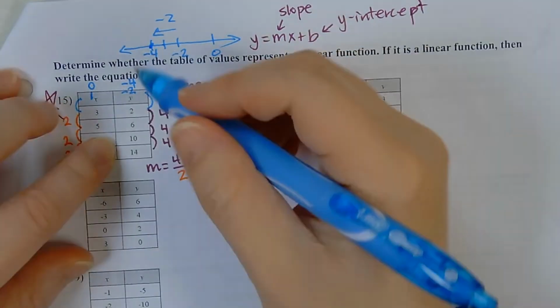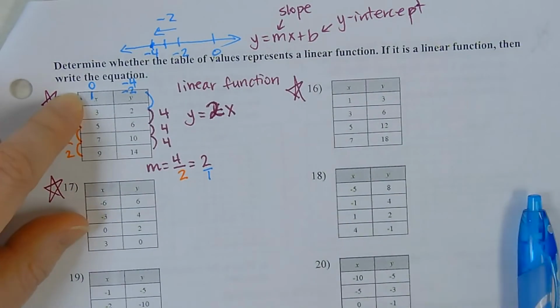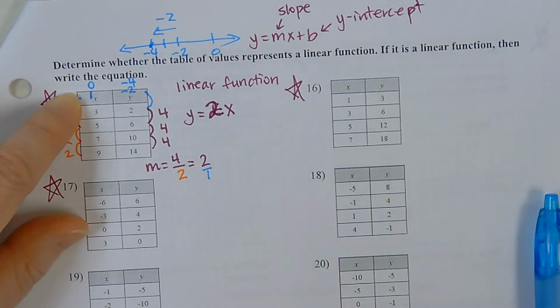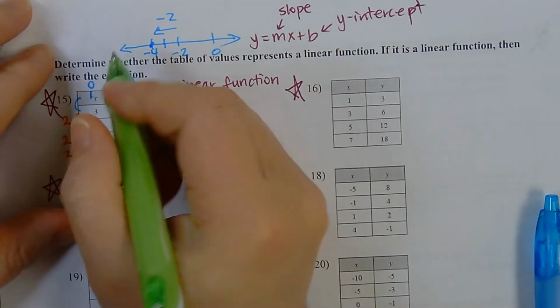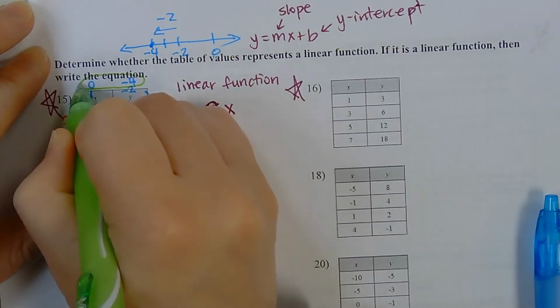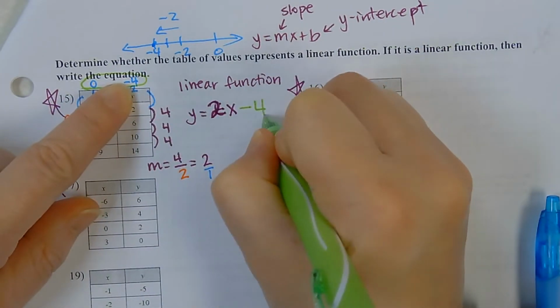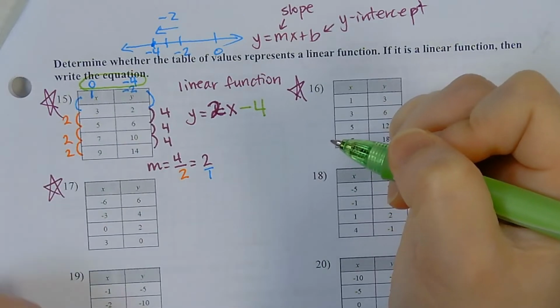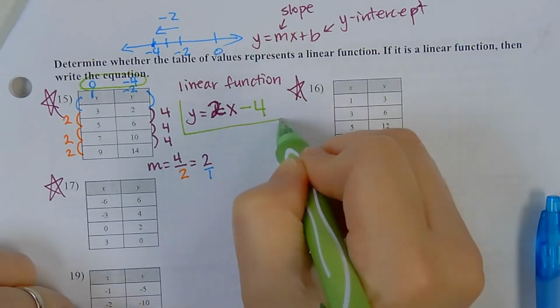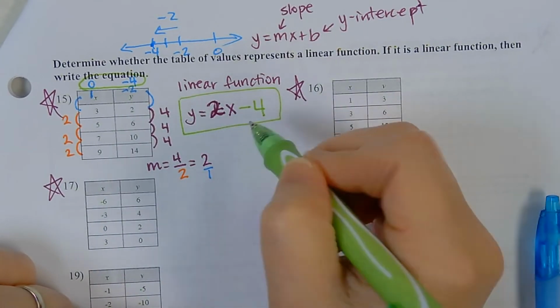See what I'm saying? So our y-intercept is, let me make the y-intercept green. So that's our y-intercept, so that's going to be at negative 4. Boom. Just like that. All right? So that's our equation. Y is equal to 2x minus 4.